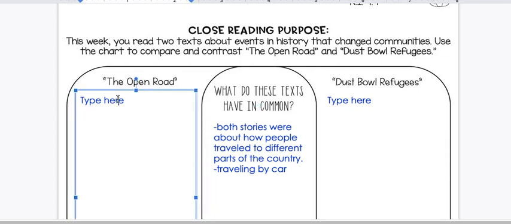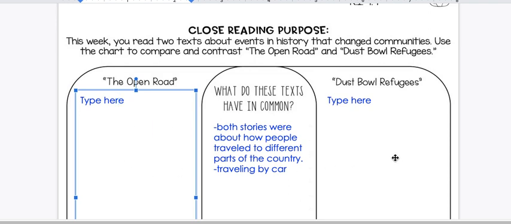Now the differences, I'm not going to type it for you because I want you to listen and think. So the first difference that you can think about is the time period. So think about, when did Route 66 happen? And Model T Fords, what period of time was that, from what to what? And hint, there's a timeline in both of these stories. And then for Dust Bowl Refugees as well, what was the time period? So this covers a certain amount of time and this covers a different amount of time. That's a difference.